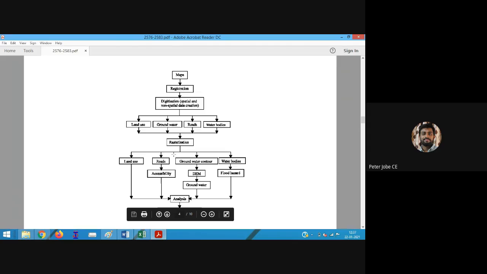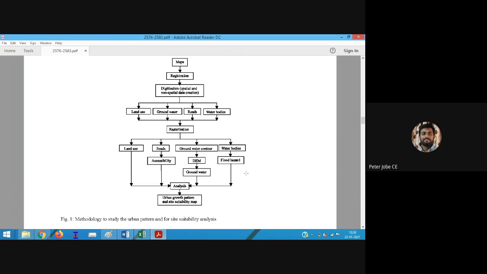So you can see how they are rasterized into land use. Roads will be again divided into accessibility, groundwater, DEM. We have discussed about that. Digital elevation modeling, water bodies, and how much flood hazard is there due to the presence of these water bodies. Everything will be taken as different things, and they will be analyzed together, and they will find out how the urban growth pattern and site suitability map can be prepared.